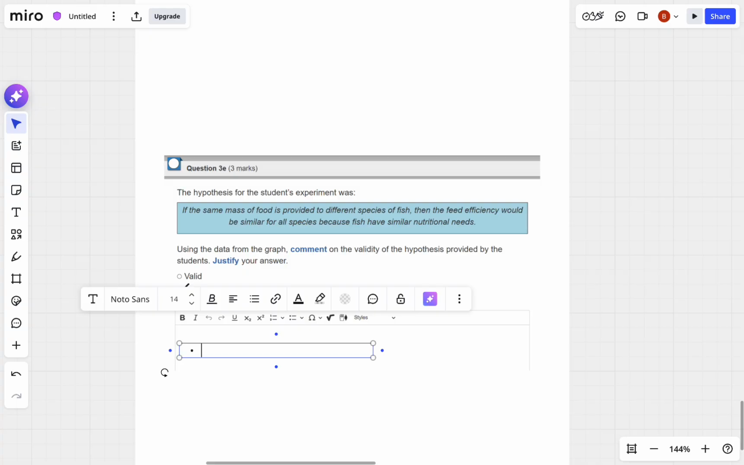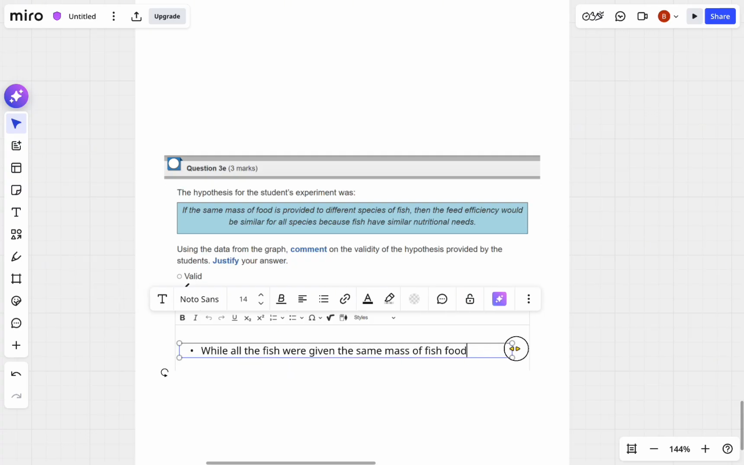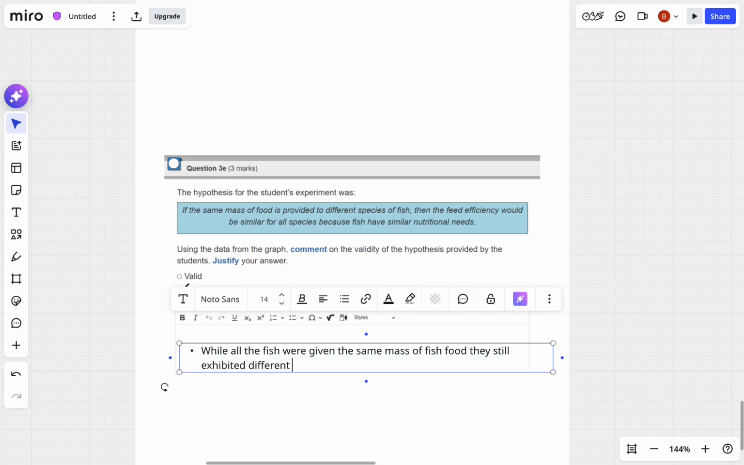while all the fish were given the same mass of fish food, they exhibited different feed efficiencies. So that is going to be our first point. While all the fish were given the same mass of fish food, let me just expand this so we'll have more space, they still exhibited different feed efficiencies. That's going to be our first point.